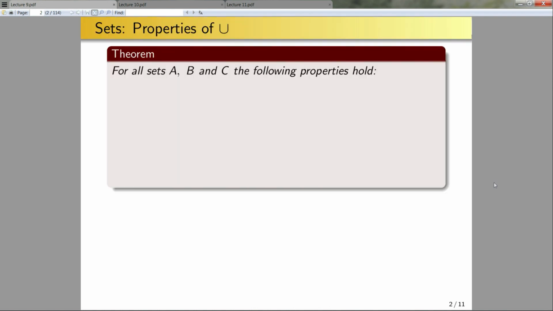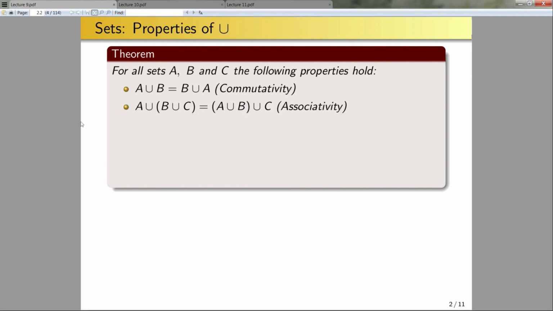Properties of the union operator. For sets A, B, and C, the following properties hold. The union of A and B is the same thing as the union of B and A. This property is called commutativity, and it ultimately comes from the commutativity of the OR operator. Next we have associativity. A union parentheses B union C is the same thing as A union B, parentheses around that, union C. This is an associative type law, and ultimately the associativity of the union operator comes from the associativity of the OR operator.